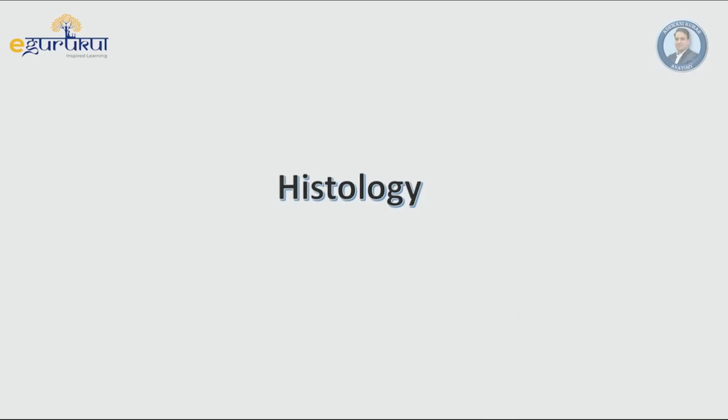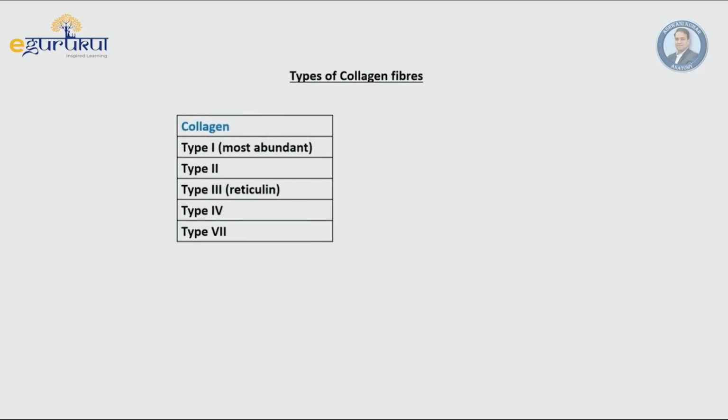So guys, in histology, as I said, first we'll begin with some more general histology here. I'll start with the types of collagen fibers first. Now, when I say types of collagen fibers, there are so many types we have. We don't have to remember all of them. Like type 1, type 2, type 3, 4, and 7. These are the most important, and these are the ones from which you can expect a question.